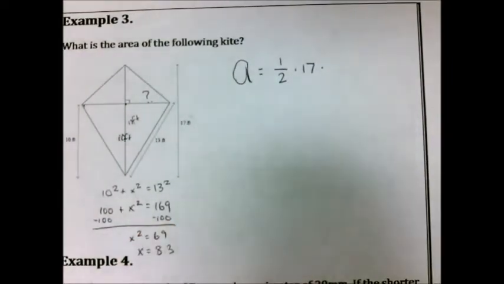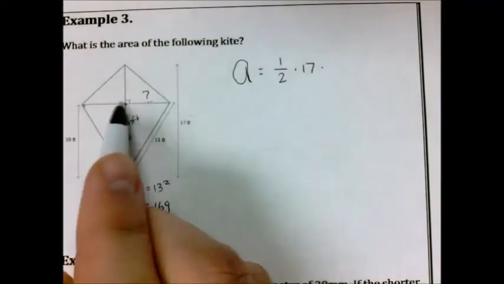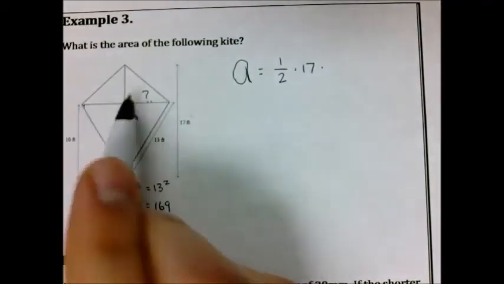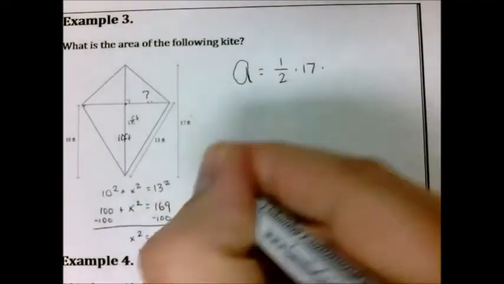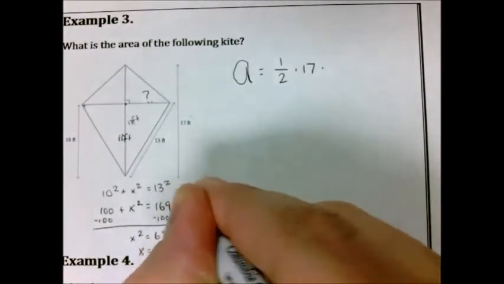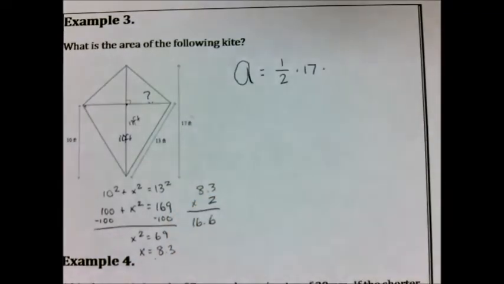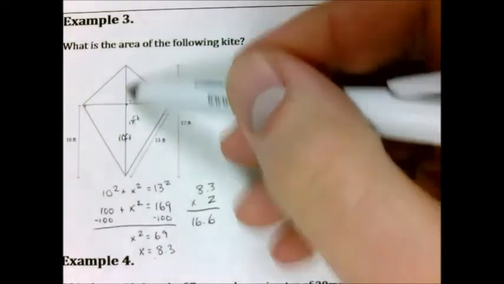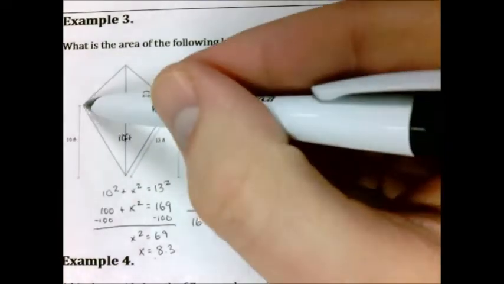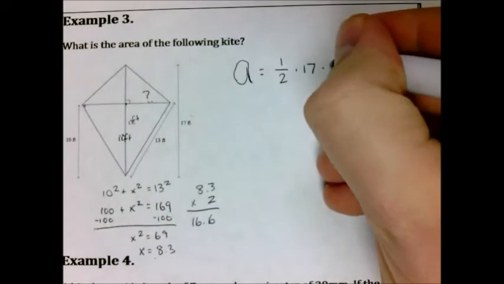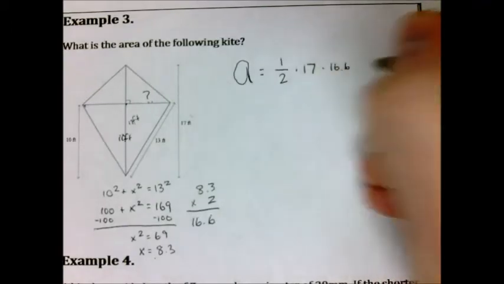Now that means that's the distance of this length right here. So the entire length of the other diagonal is just multiplied by 2. 8.3 times 2, which is 16.6. Okay, so one of the diagonals, the long diagonal, is 17 feet. The other diagonal we found to just be 16.6 feet. Okay, so we can multiply that now.